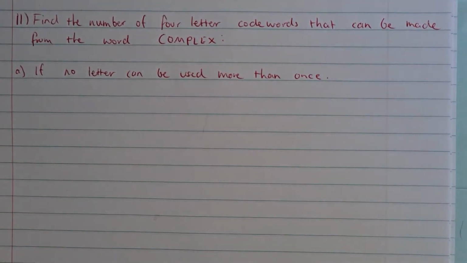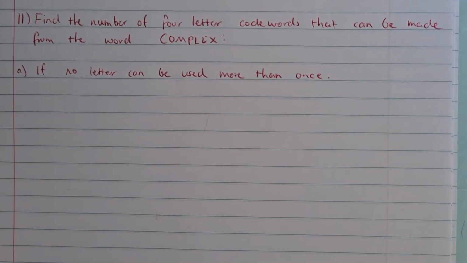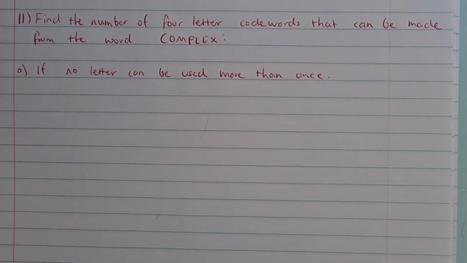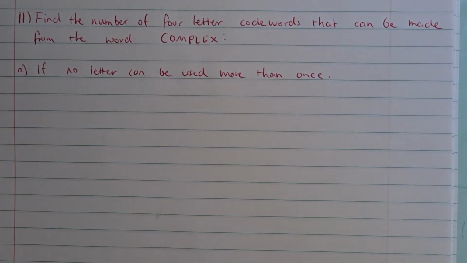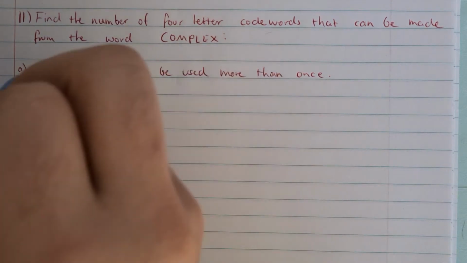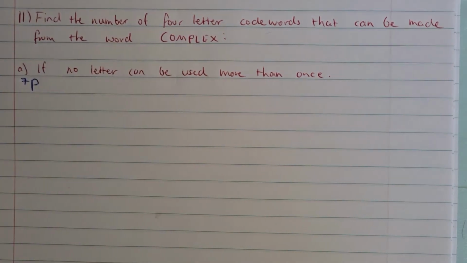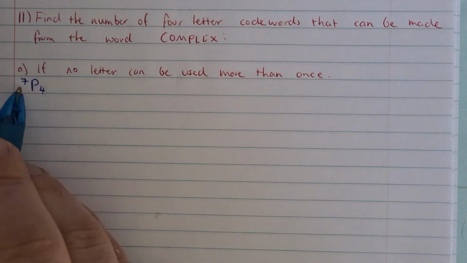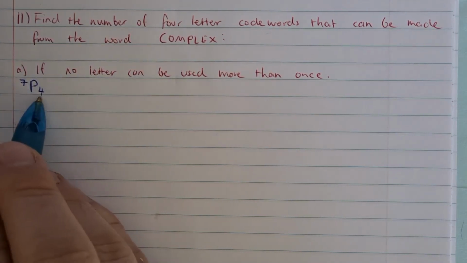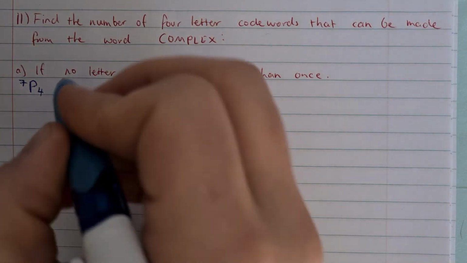I'm going to skip to question 11 here. Find the number of 4-letter code words that can be made from the word complex. Part A of this question is if no letter can be used more than once. So what we're doing here is we have 1, 2, 3, 4, 5, 6, 7. We have 7 letters to choose from, and we're finding the number of permutations when we are selecting 4 of them. We've got 7 letters to choose from, we're choosing 4, and we're finding arrangements, so permutations.